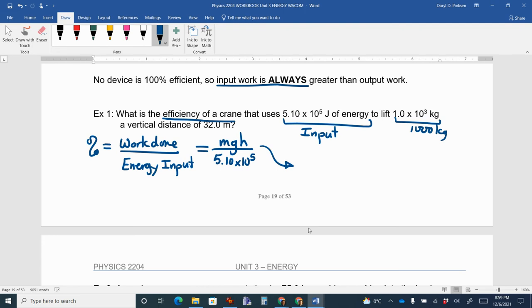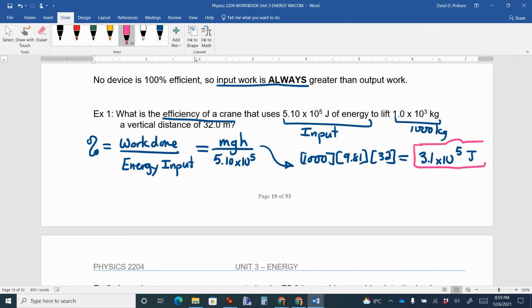Let's bring that down here. So that's going to be 1,000 kilograms, 9.81, 32, which is, fire up the old calculator, times 32 equals, oh my goodness, that's going to be 3.1 times 10 to the 5 joules of work was done by the crane. But it had to burn this much gasoline.